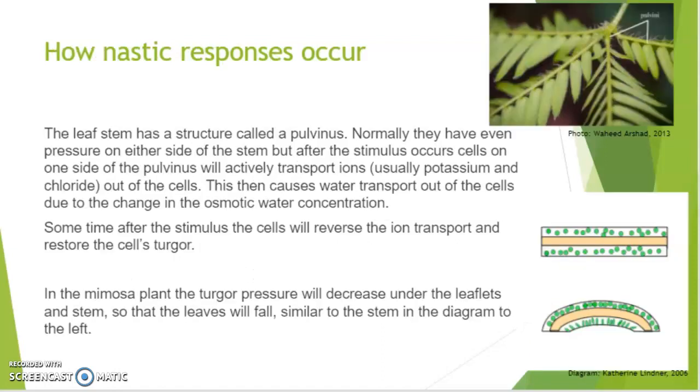And lastly, a little bit more information trying to help you understand how the response occurs. So normally the pressure would be balanced on either side of the stem, but once the stimulus has acted, then normally ions are moved out of the cell. This will then change the osmotic pressure and the leaves will either fall or close together.